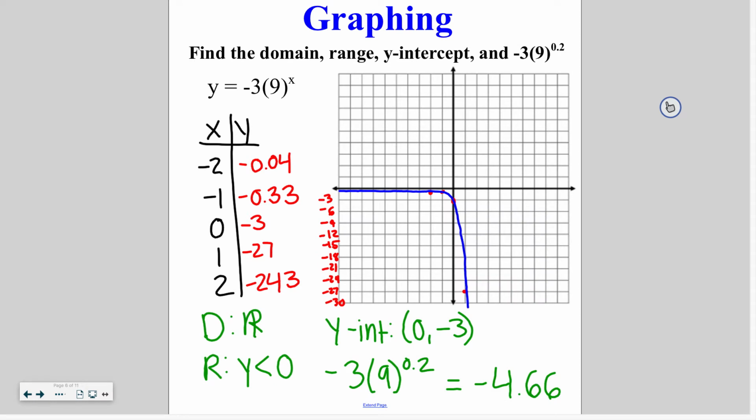So in this case, when you are plugging this into the calculator, you would have typed -3 and then in parentheses 9 caret and then whatever number you were plugging in. You can see those values in the table. Our domain is still all real numbers. Our range in this case, y is getting less than 0, so we're getting smaller. Our y-intercept is 0, -3, and plugging in that bonus point, we get -4.66 after rounding.